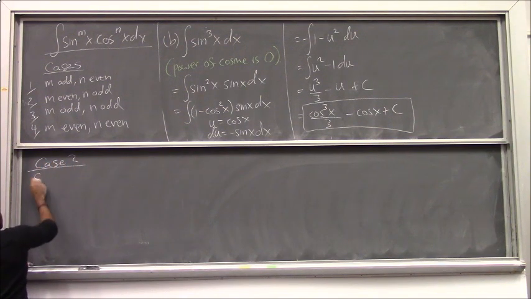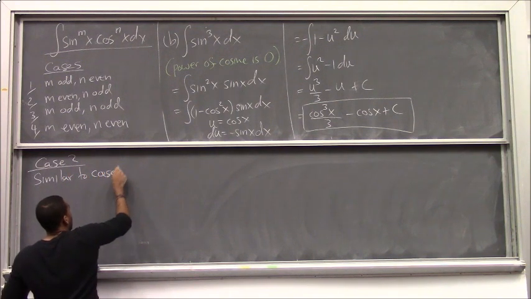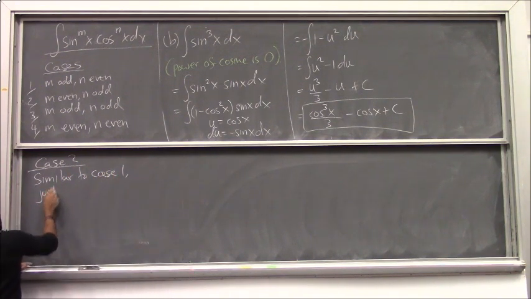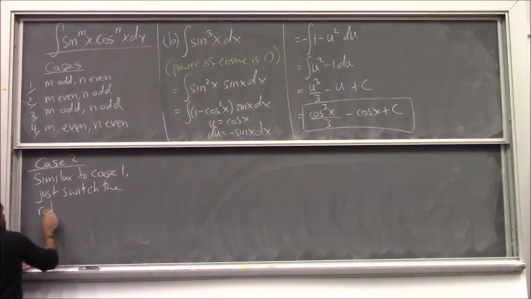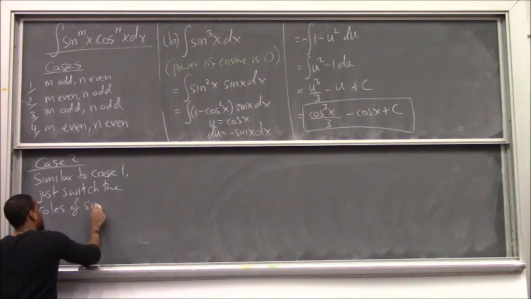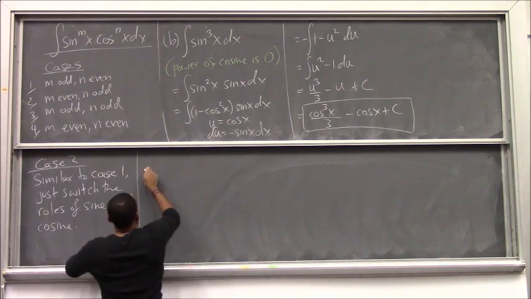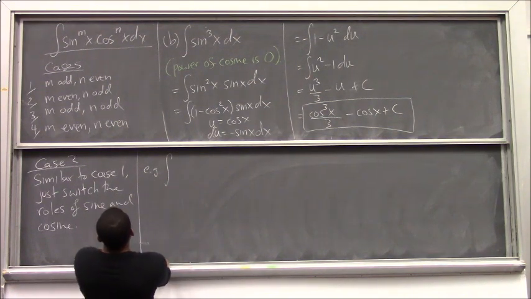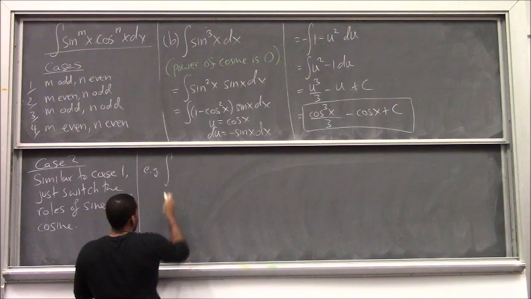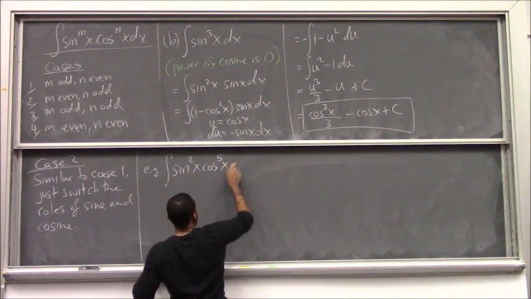Case 2, similar to case 1. Just switch the roles of sine and cosine. That should actually explain everything, so let's just knock out an example. So here I want the sine to be even and the cosine to be odd. Let's say I have sine squared times cosine to the fifth.